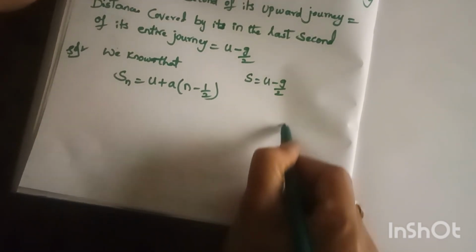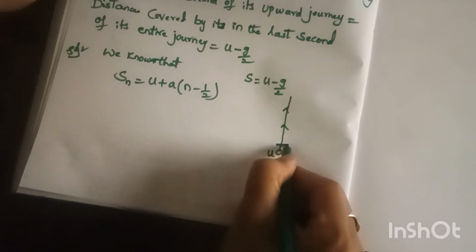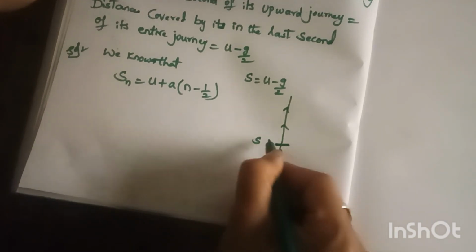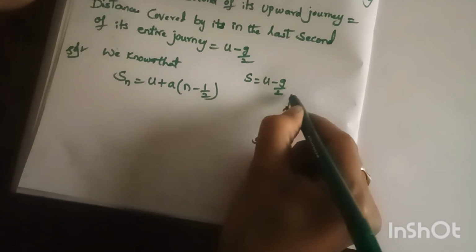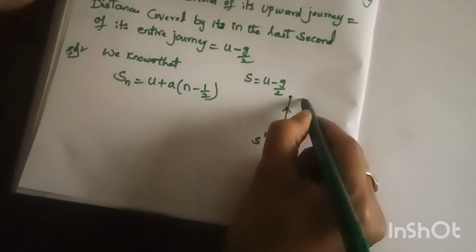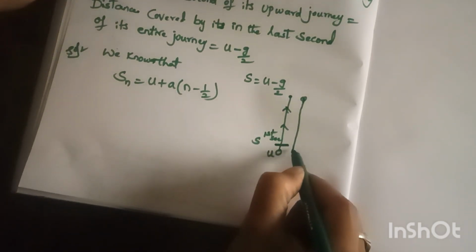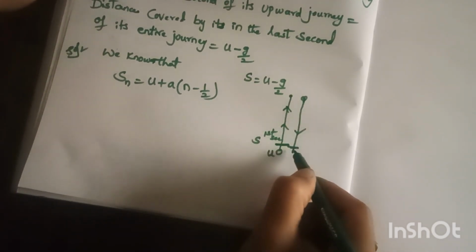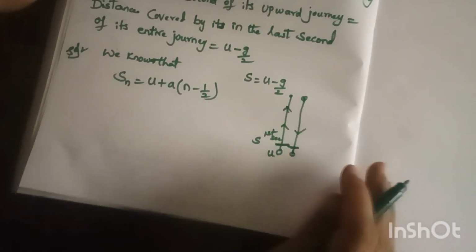For suppose an object is projected vertically upward with initial velocity u. This is the distance traveled by the object in first second. After reaching the maximum height, the object will fall freely in downward direction, and this is the distance traveled by the object in the last second of its entire journey, before reaching the ground.